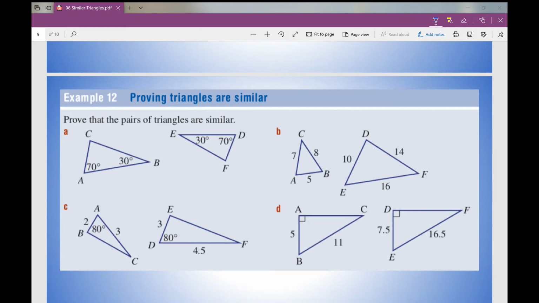So looking at A, we have two angles here being 70 degrees, and we have another two angles here being 30 degrees. So that means that these two triangles are similar. And the reason is two angles.